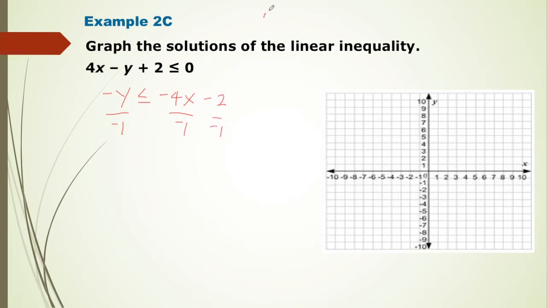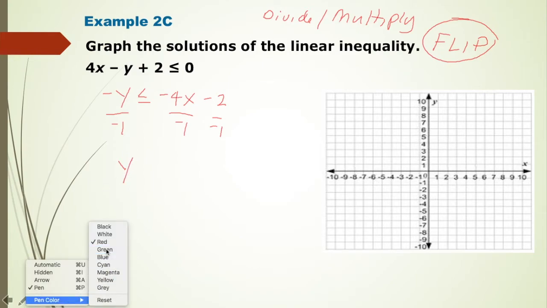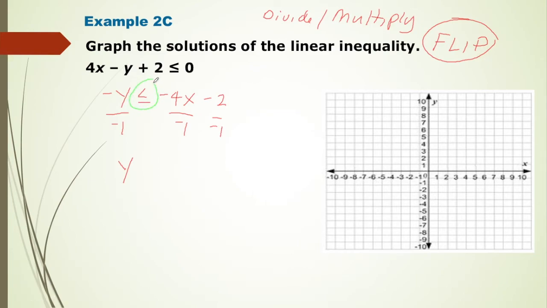Remember, when you divide or multiply an inequality by a negative number, do not forget to flip the inequality sign. So therefore, negative y divided by negative 1 is y. Remember that we divided it, so therefore, you have to flip the sign. Less than or equal to becomes greater than or equal to. Then, negative 4 divided by negative 1 is positive 4x. Negative 2 divided by negative 1 is positive 2.